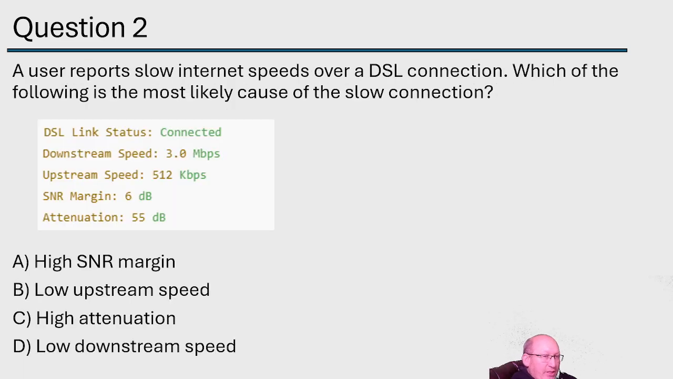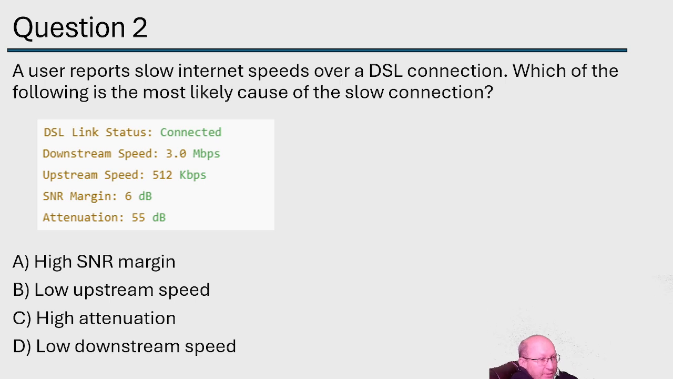Boom. Question number 2. A user reports slow internet speeds over a DSL connection. Which of the following is the most likely cause of the slow connection? What do you think on this one? We have to know those pesky little acronyms as we go through, don't we? I feel like this is somewhat of an easy one if you know what it is. If you have no idea, then you're lost, and you're probably looking at that little link that I provided you and going, I think it might be this.